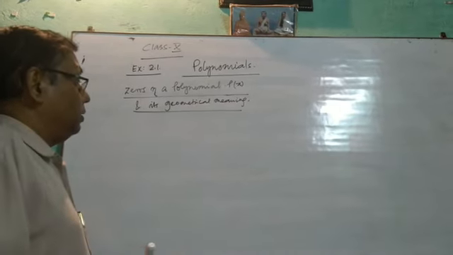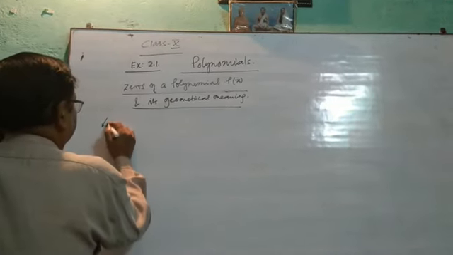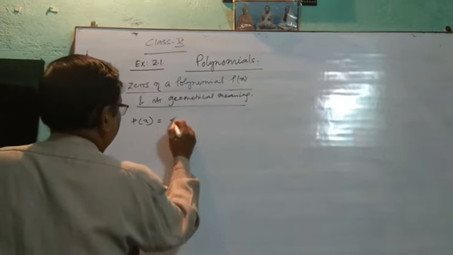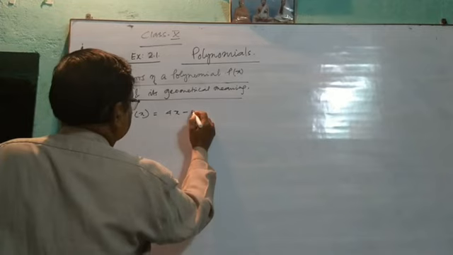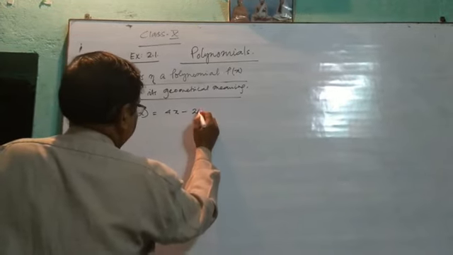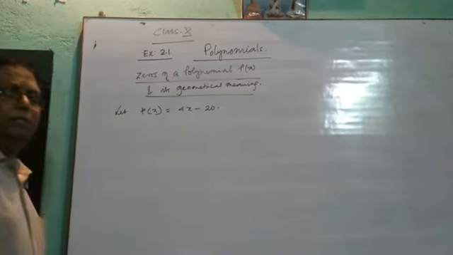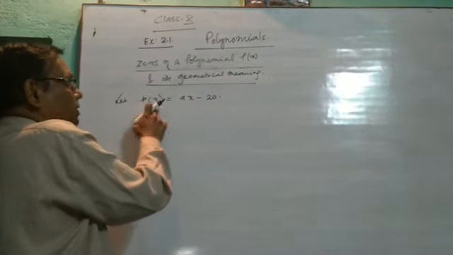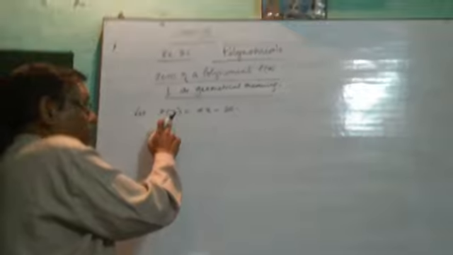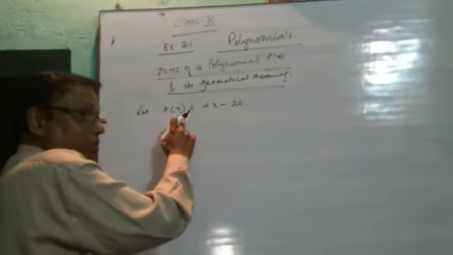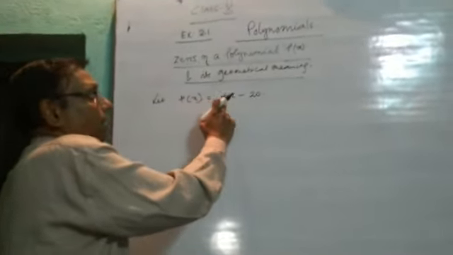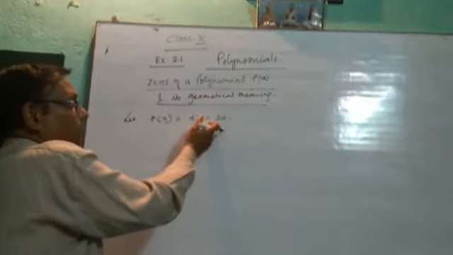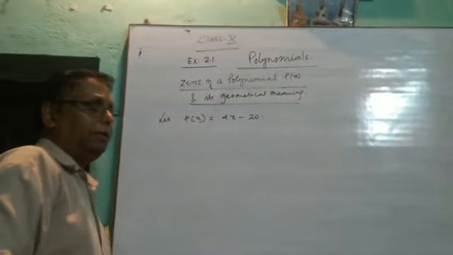Now, let P(x) be 4x minus 20. P(x) is a polynomial which is equal to 4x minus 20. P(x) means polynomial in x. Don't confuse it with P into x. It is a polynomial in x and it is 4x minus 20. Clearly, it is a first degree polynomial, so it is a linear polynomial.